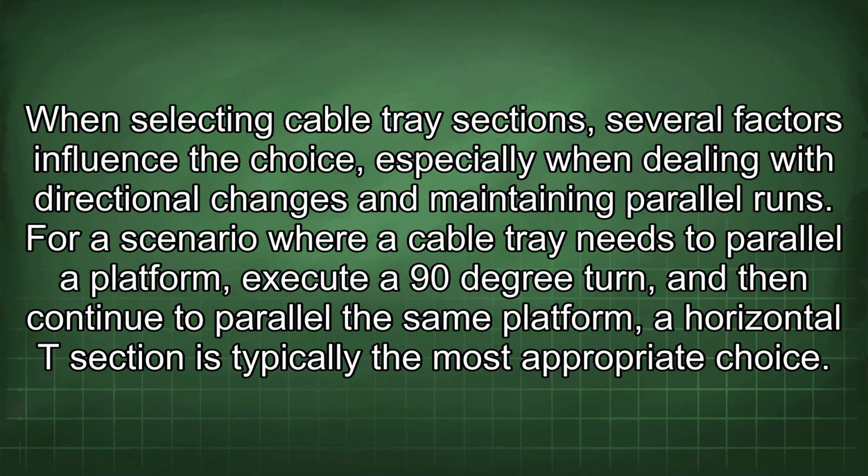When selecting cable tray sections, several factors influence the choice, especially when dealing with directional changes and maintaining parallel runs. For a scenario where a cable tray needs to parallel a platform, execute a 90-degree turn, and then continue to parallel the same platform, a horizontal T-section is typically the most appropriate choice.